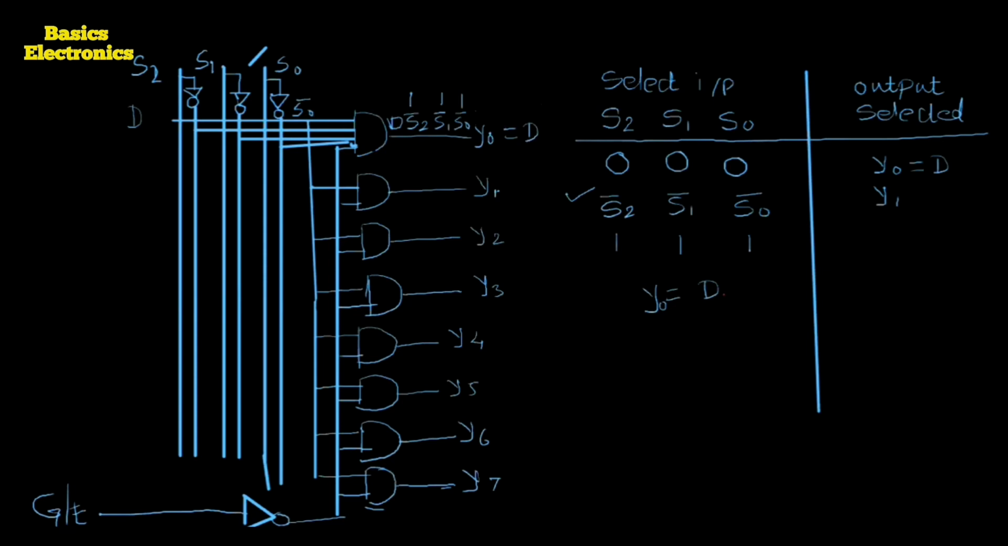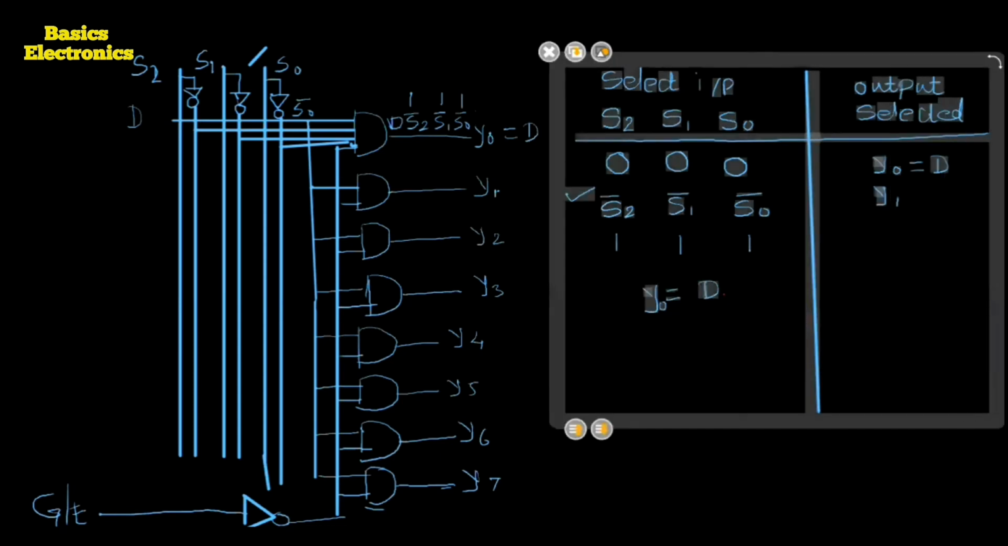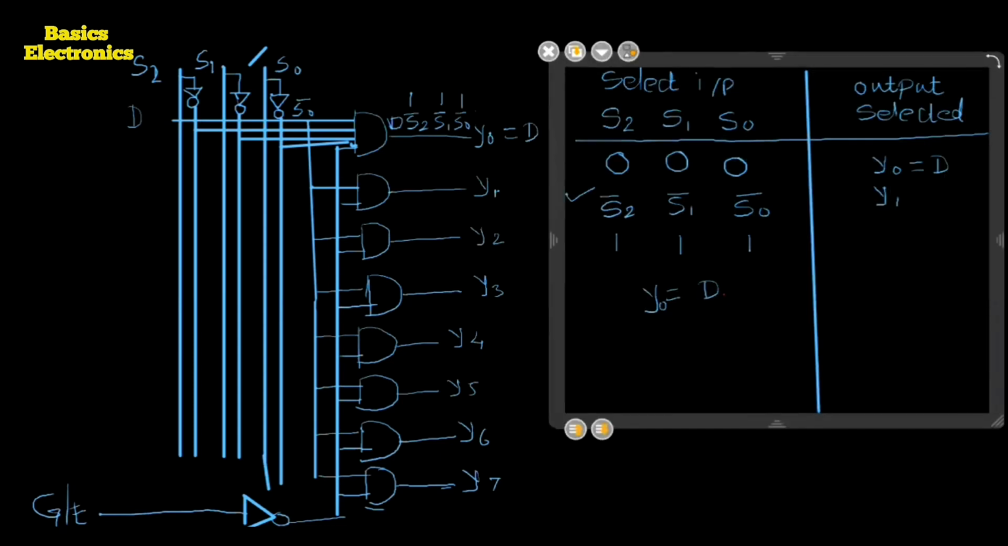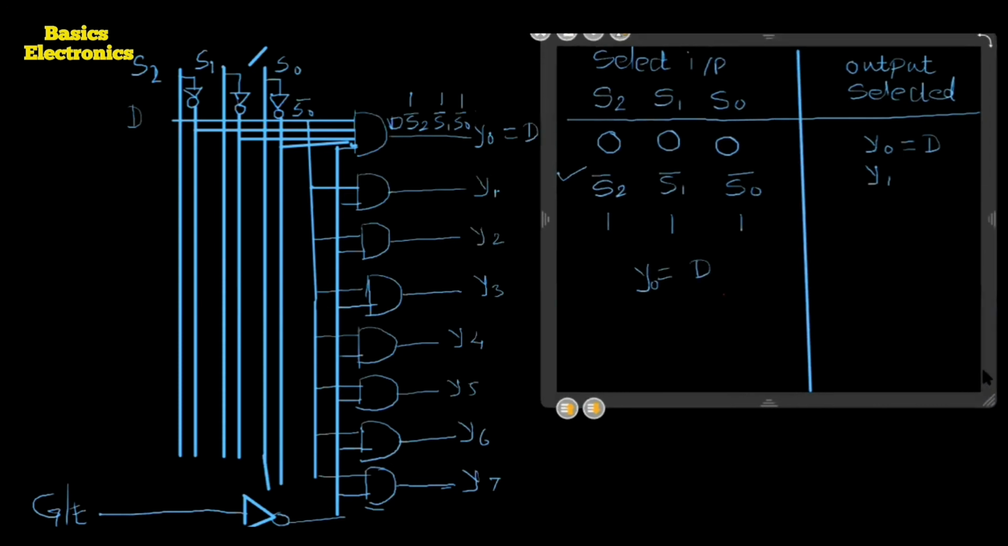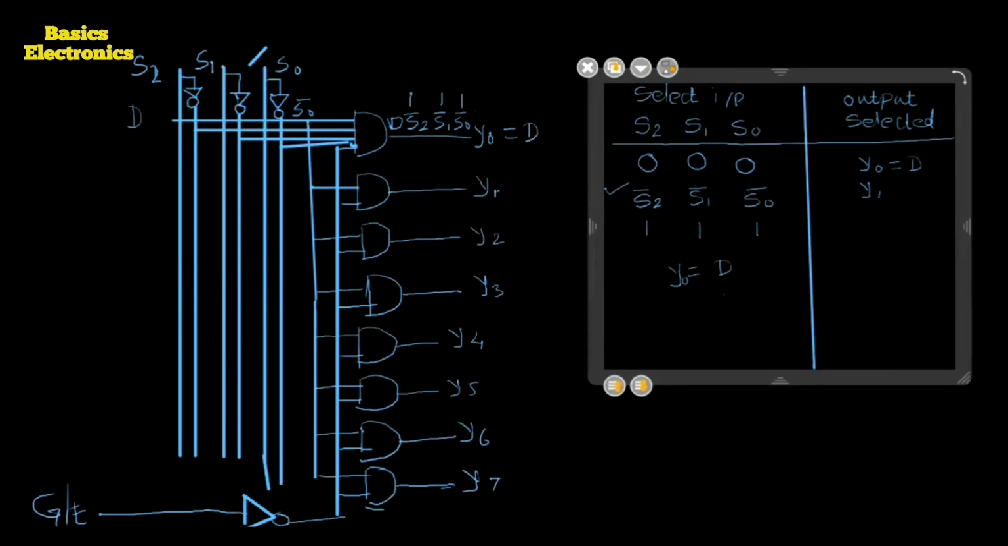What about the other lines? Here at the other lines, we get the output Y equals 0. Okay. Now we apply the second input. The second input is 0, 0, and 1.